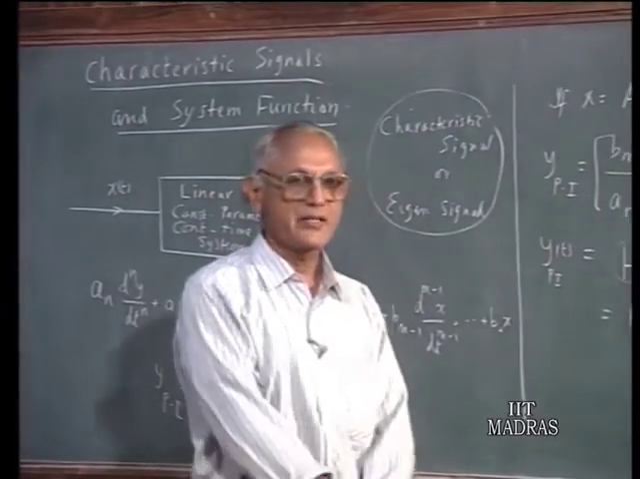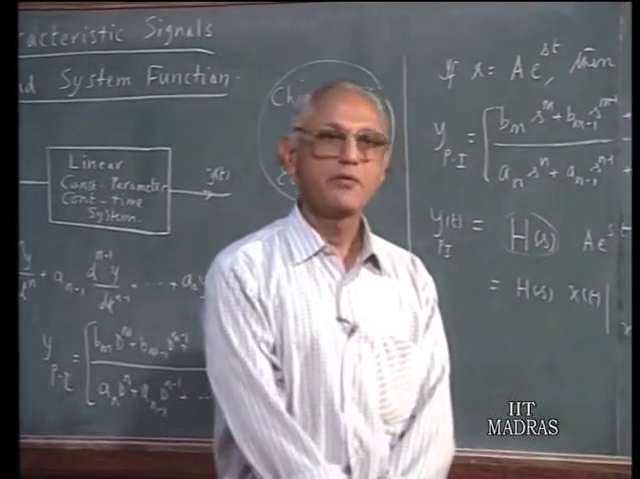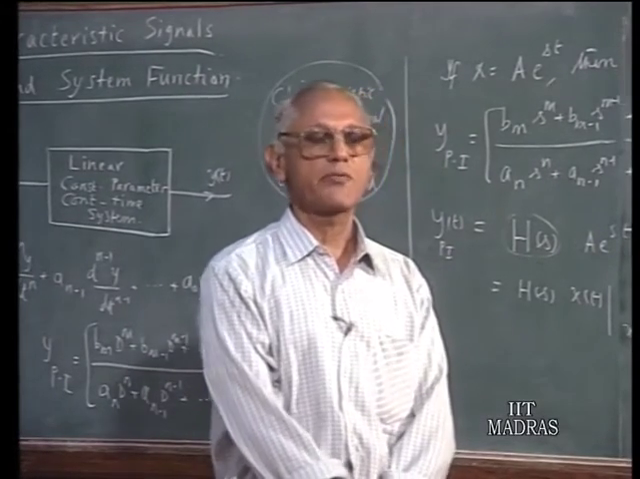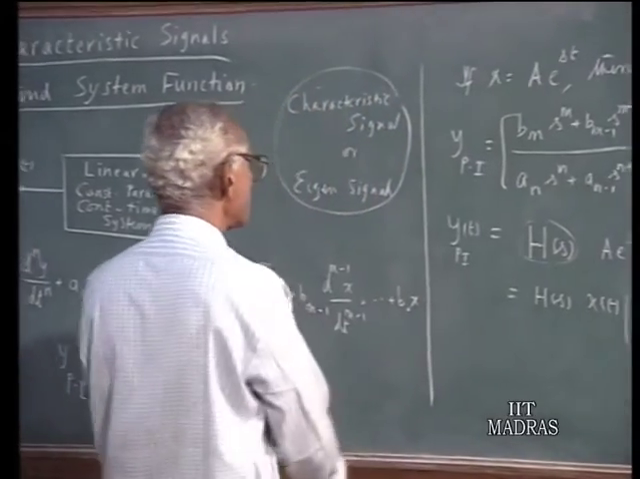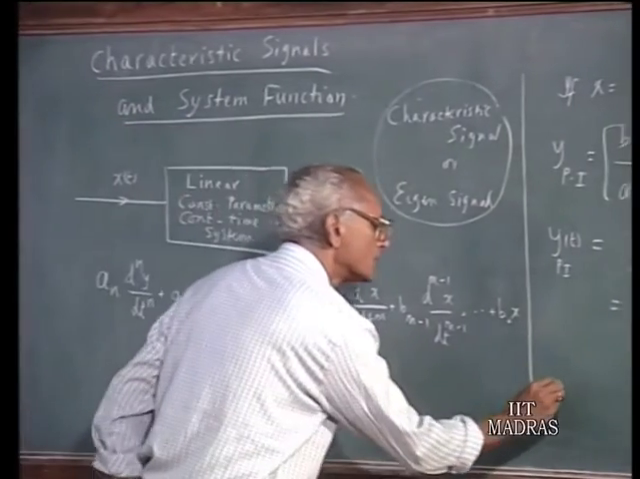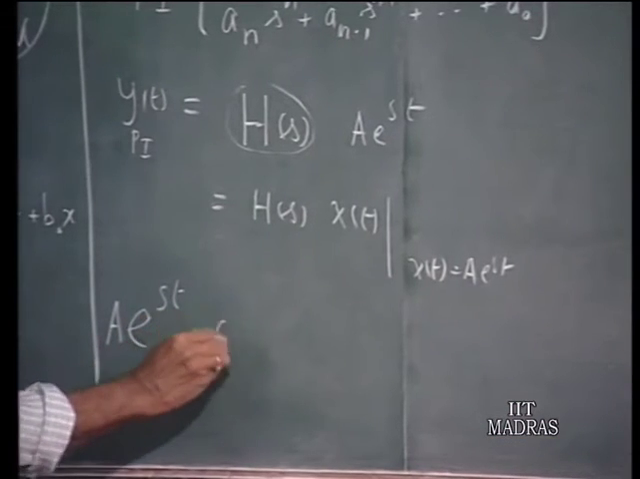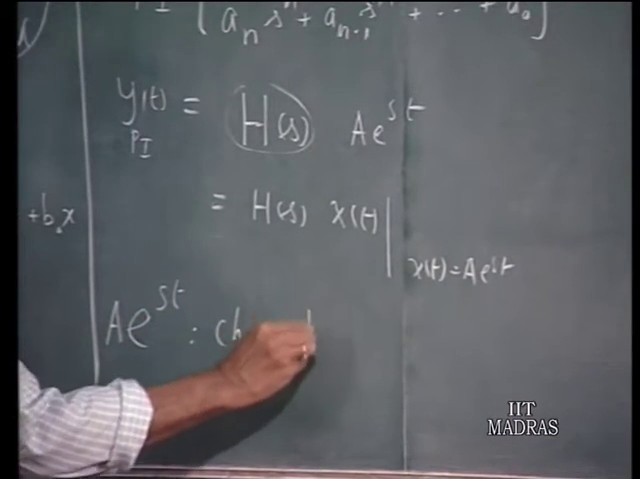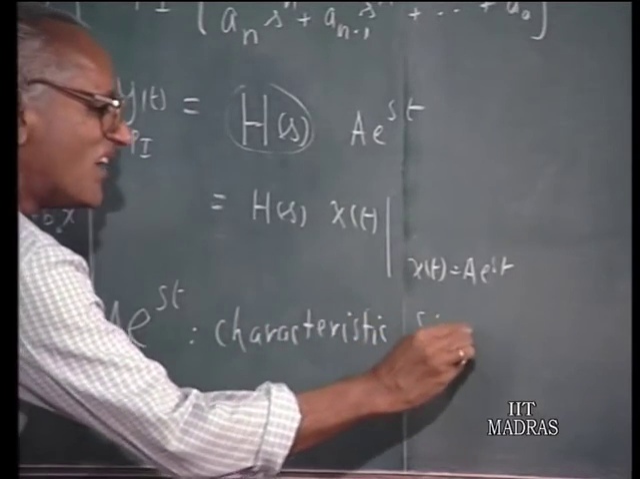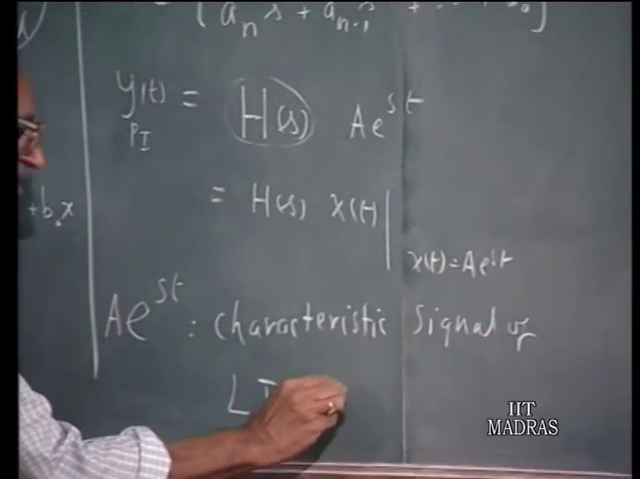Again, the meaning of an eigen signal or characteristic signal is that particular signal which, if given as input, the output will also have the same time variation except for a scale factor, and that scale factor is H of s in this case. So, e to the power of st, with a constant multiplier, any constant, is a characteristic signal of linear time invariant continuous time systems.